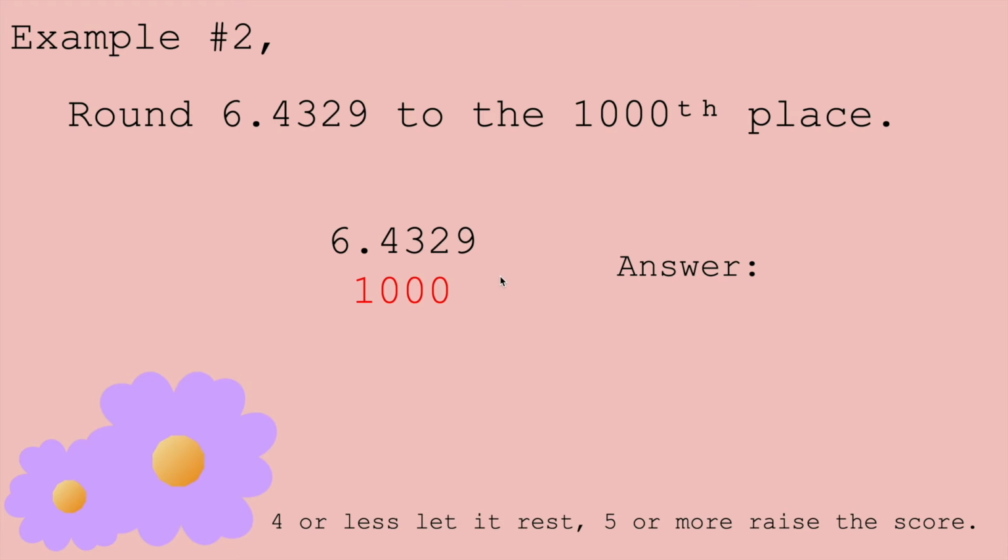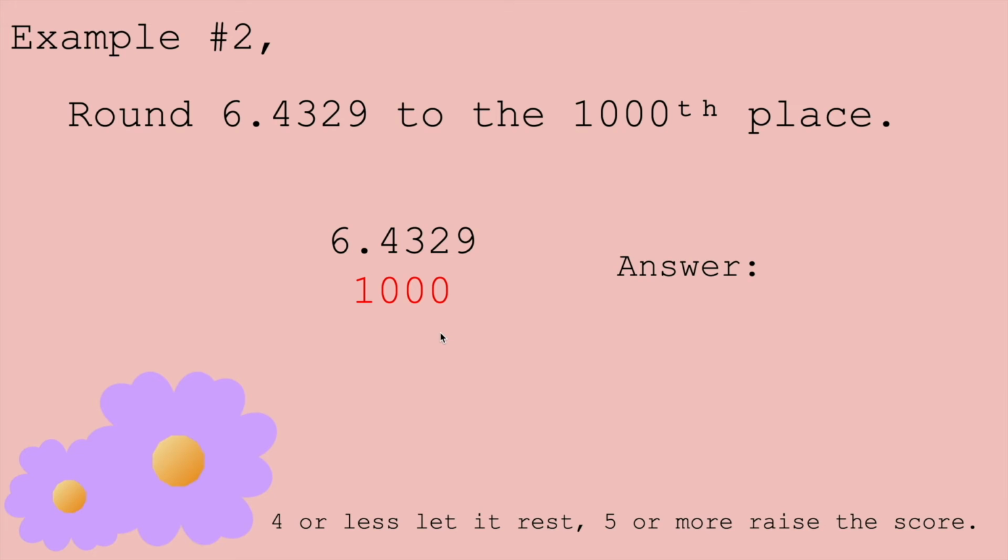So again, we're going to be paying attention to the 2 and the 9 because the 2 is the number that is in our 1000th place. And the 9 is going to tell us whether we let it rest or whether we raise the score. So looking at our phrase that says 5 or more, you raise the score. Is 9 more than 5? It is, which means that we are going to raise the score.